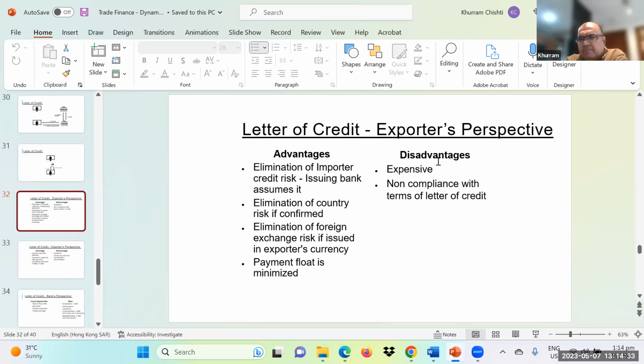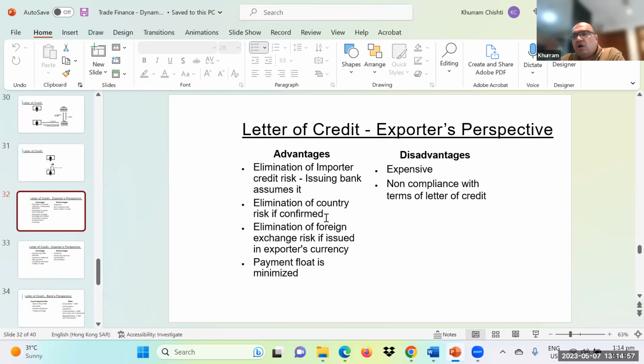What is my advantage? I now don't have to worry whether Almaya will pay me or not. In any case, I'll get my payment from NBF, and based on credibility of NBF, even my own bank will pay me. So elimination of importer's credit risk, issuing bank assumes it. Issuing bank, again, NBF assumes it. Elimination of the importer, that's the Almaya market credit risk, issuing by importer. Elimination of country risk if confirmed.